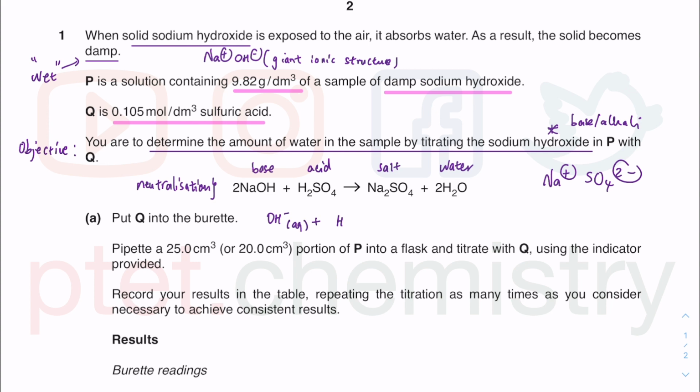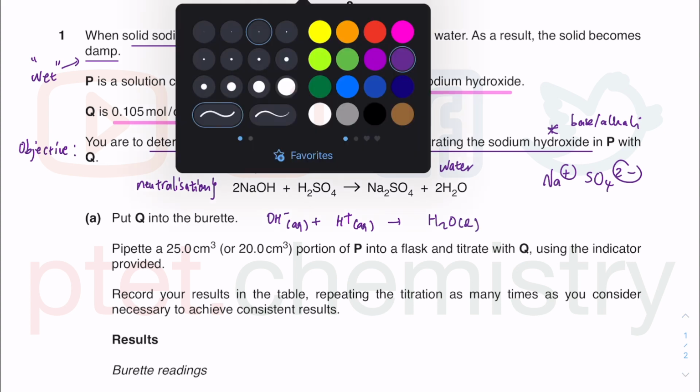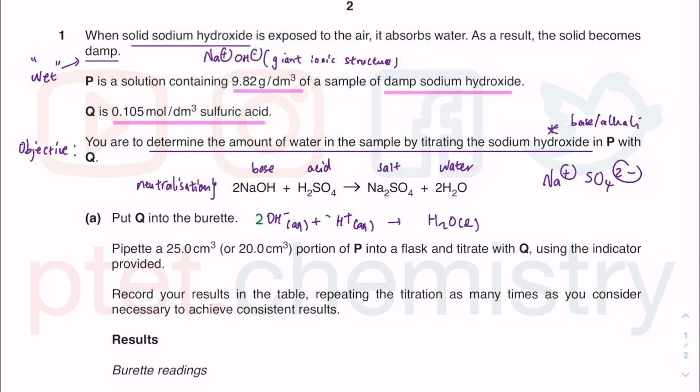OH- aqueous plus H+ aqueous gives you H2O liquid. Of course, here in the equation you might see it as being 2, 2, and 2, but because all of these are 2, you can divide the whole equation by 2, and it comes down to the exact same neutralization equation for every single neutralization reaction in the world.